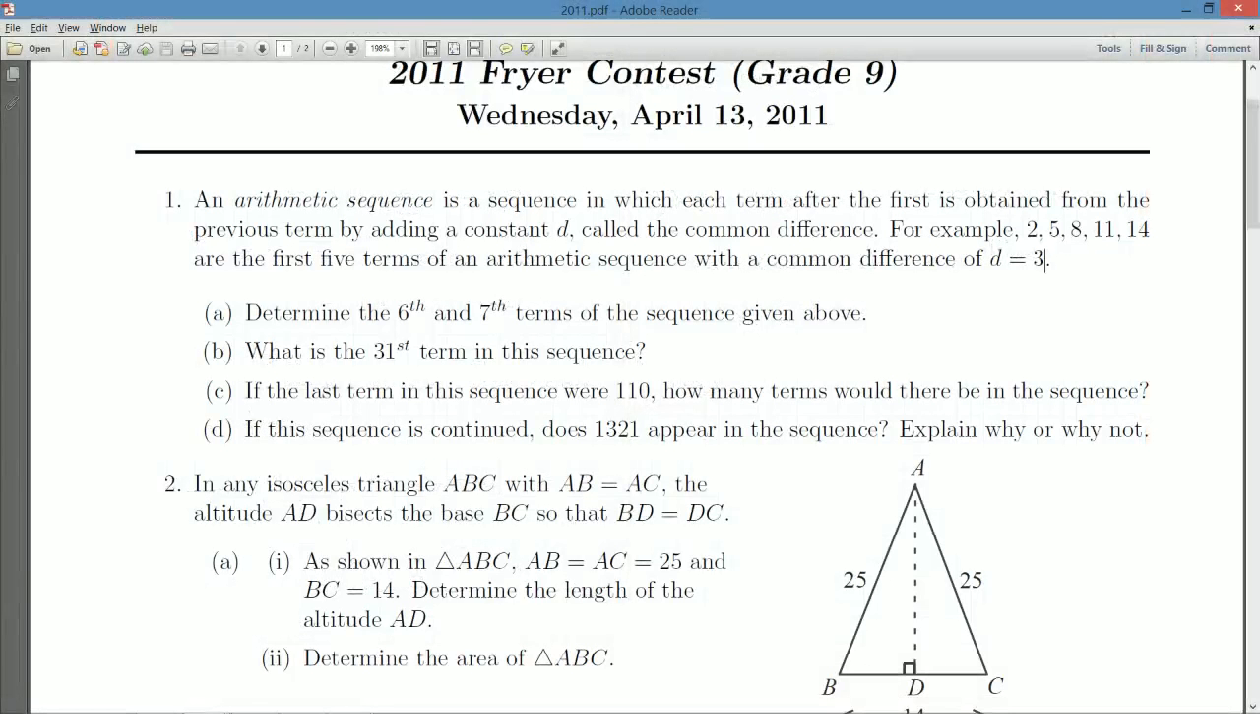Alright, so C part. If the last term in this sequence were 110, how many terms would there be in the sequence? So 110 is in the sequence, and it's the last term. So if we figured out that 110 was the 50th term, then 50 would be the number of terms in the sequence. So we need to figure out n so that 110 is the nth term in the sequence.